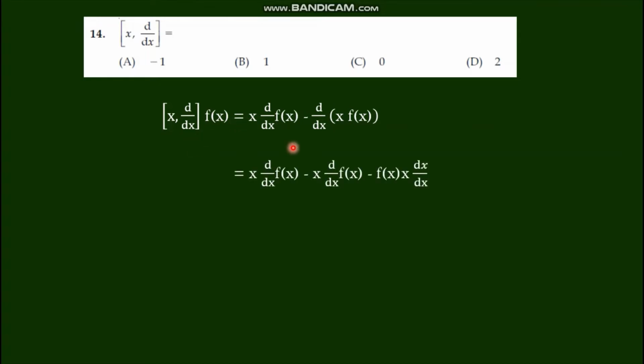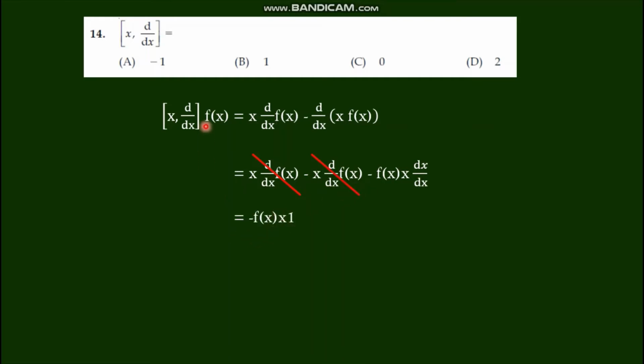Then we have to solve this. The first term is x into d/dx of f(x), minus here it is d/dx of uv, that means u into dv/dx plus v into du/dx. So in place of u we have x, and in place of v we have f(x). So x into d/dx of f(x) minus f(x) into d/dx of x. While solving this, we can cancel these two terms, then we are getting minus f(x) into 1.